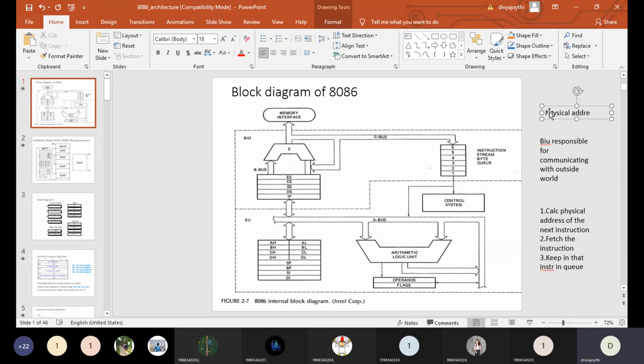Physical address is equals to segment address into 10 plus offset address. Can you see the formula for physical address calculation? Yes, ma'am. Physical address is equals to segment address into 10 plus offset address.